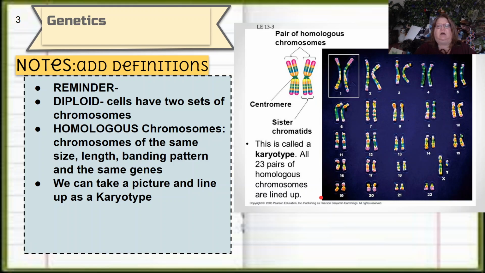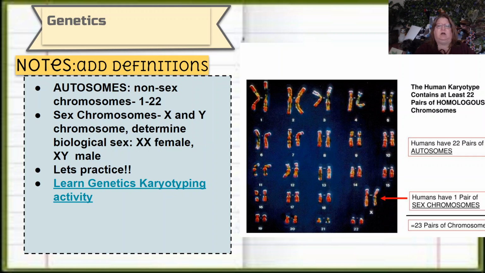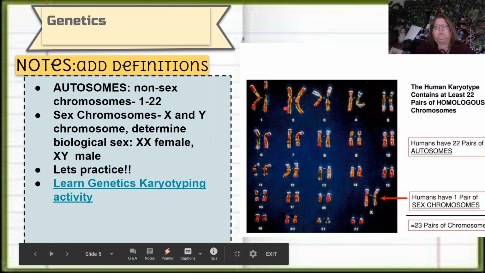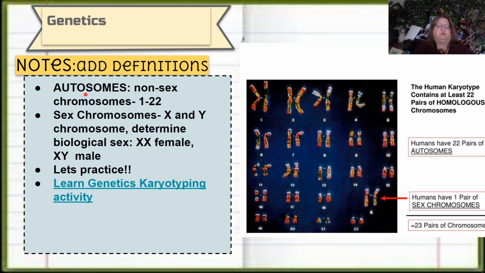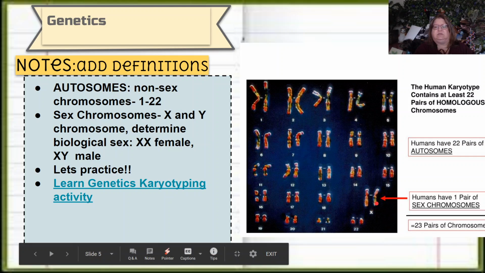Now we're going to take a look at the karyotypes in a couple of activities that you're going to be responsible for. But let's go over a couple more terms. If you look at the chromosomes in a human karyotype, chromosomes 1 through 22 are not dictating biological sex, and so we call those autosomes. Those are non-sex chromosomes. The sex chromosomes would be 23, the X and the Y.